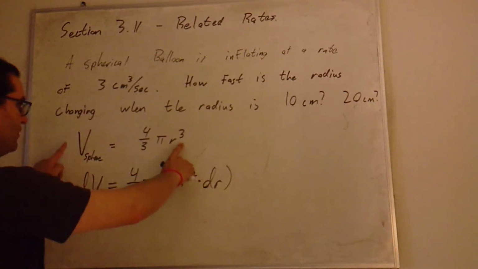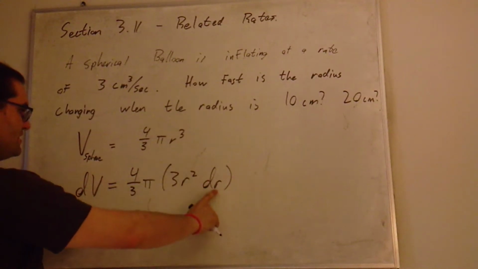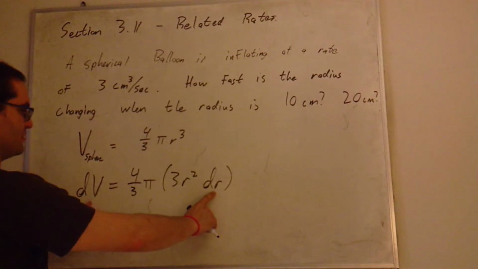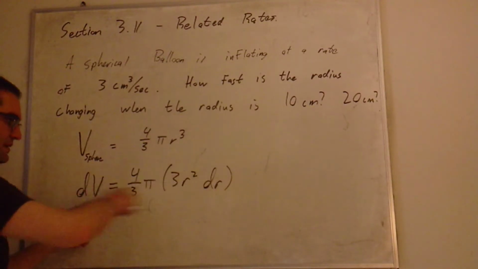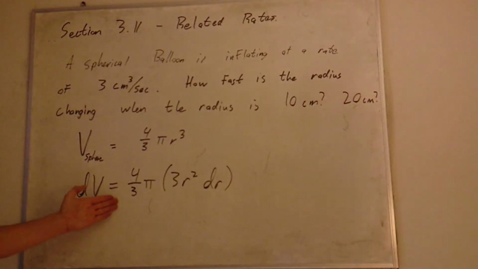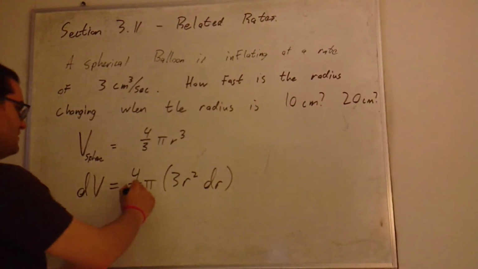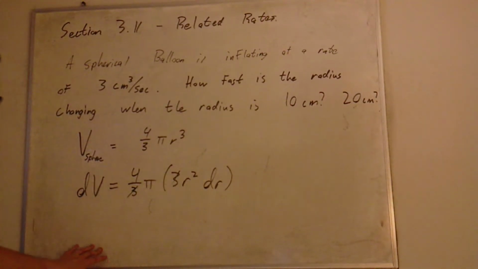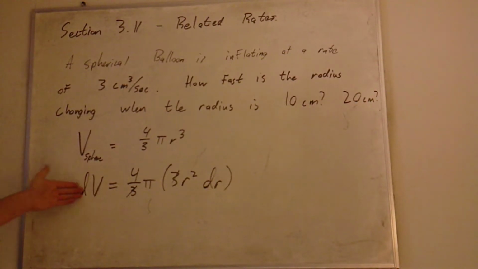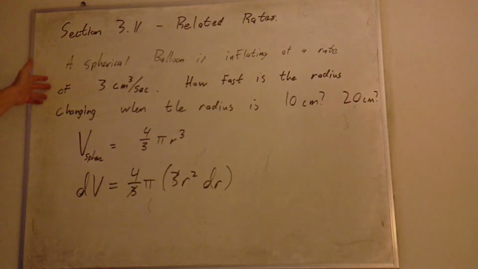They weren't before. This was just about the volume and the radius. This is about the rates of change of those things and how they're related. This is what I can use. You can also cancel the 3's if you want to simplify this. Once I have this, I need to actually look at my problem and see what's being given.